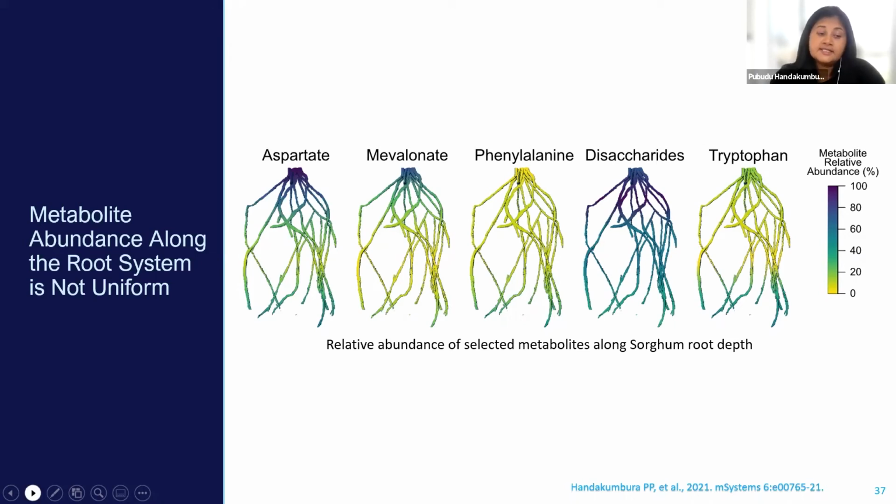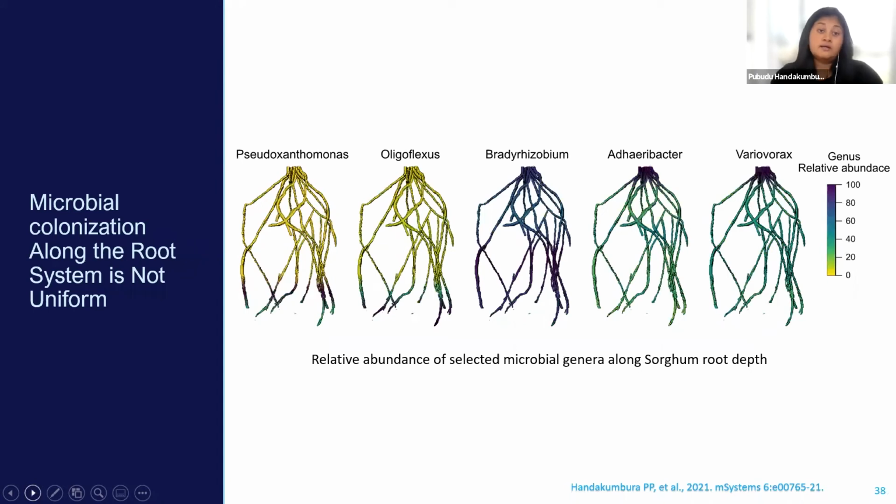And in the next slide, this is another example. Now we are again using the same root system and the information extracted from the same rhizosphere and the roots. And here we are looking at the abundance of 5 different microbial genera. And again, you see that they are not uniformly distributed along the roots. So this allows us to have some spatial resolution for our root exuded metabolites, as well as the microbial genera that are colonizing these roots.